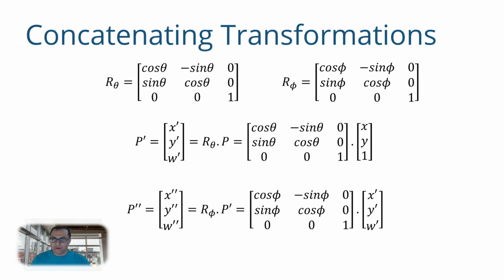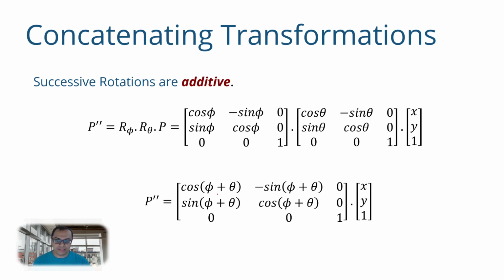Okay. What happens in the case of rotations? Well, you can take two rotations, one by theta and one by phi, about the same pivot point. So the pivot point is the origin in this case. So you first apply r theta to P and you get P prime. Then you apply r phi to P prime. And if you actually do the product of these matrices, you will find that the resulting matrix actually has theta plus phi. So successive rotations about the same pivot are also additive.